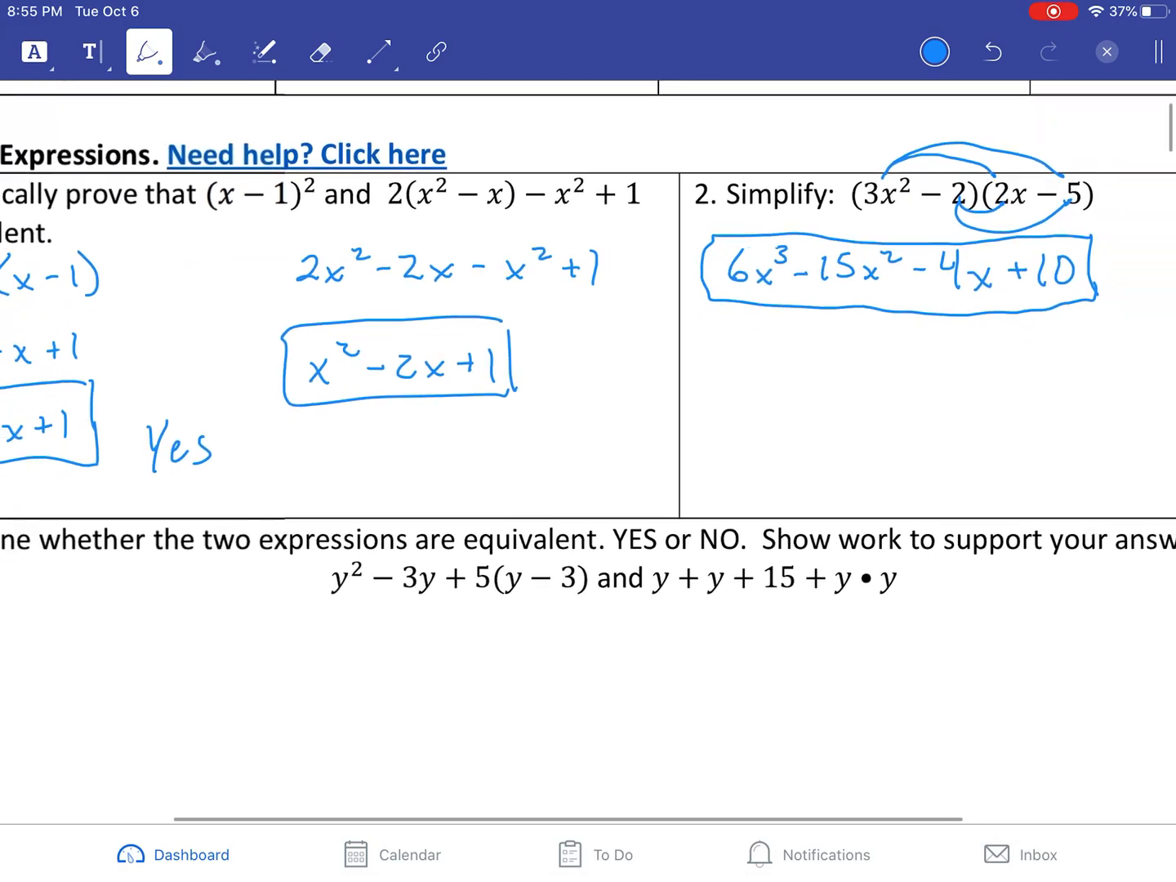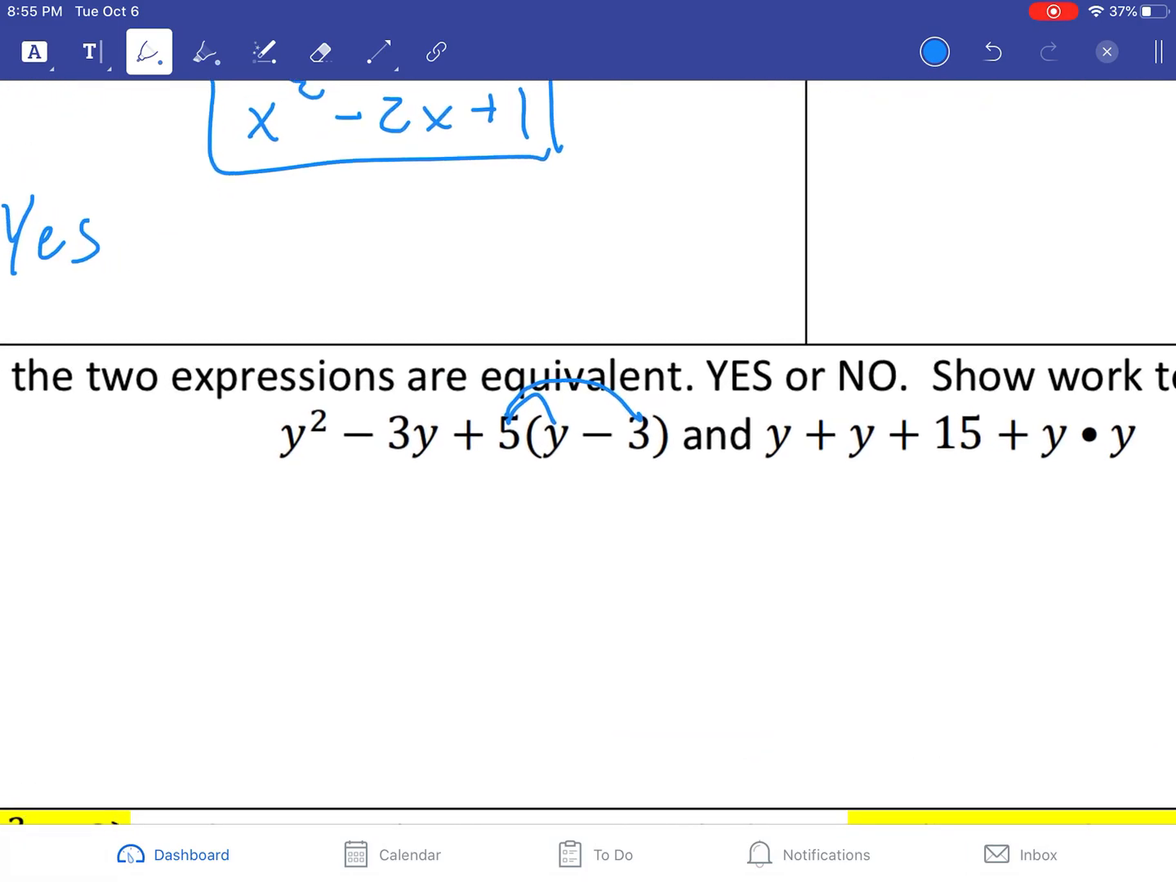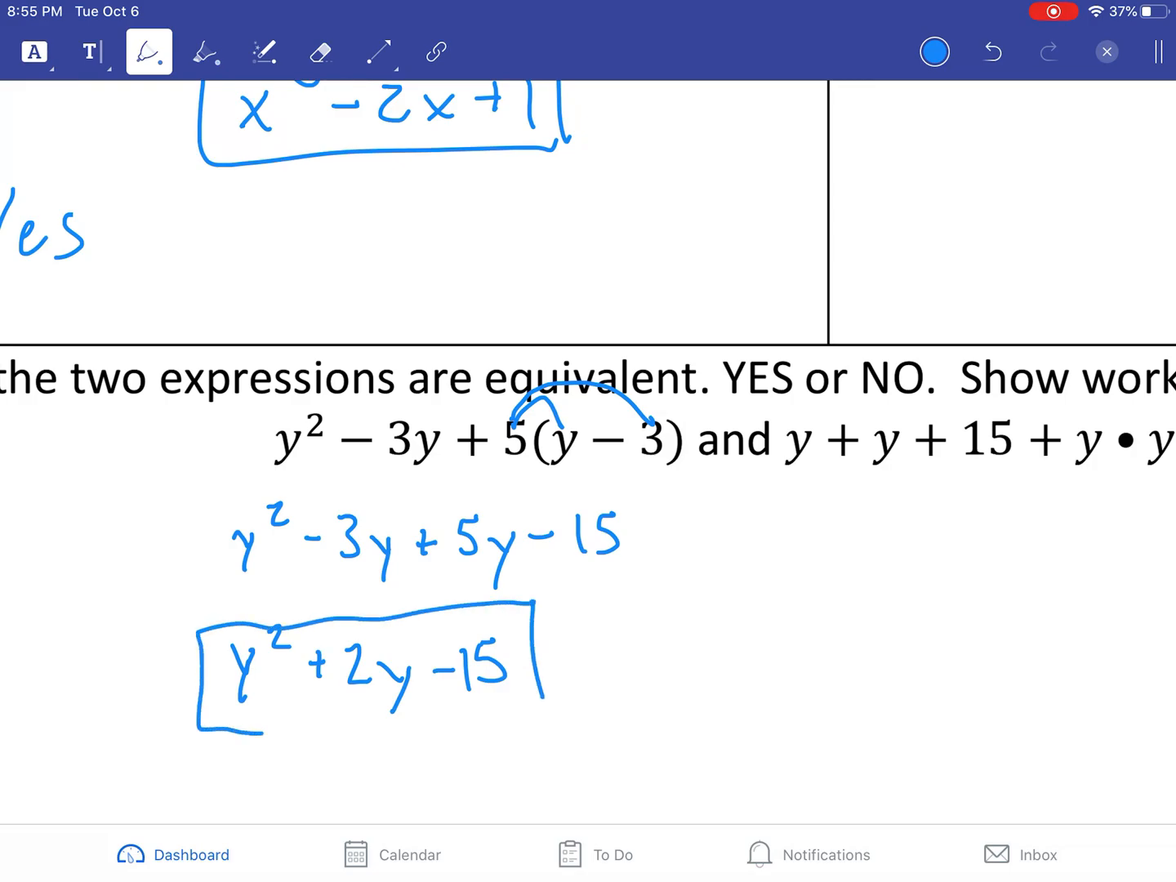Next, we have two expressions here. We've got to say if they're equivalent. So we're going to do the y times y, 5 times y, 5 times negative 3. Let's zoom in a little bit. So you get y squared minus 3y plus 5y minus 15. We can combine the two y terms in the middle there, so we get y squared plus 2y minus 15. So that is one expression.